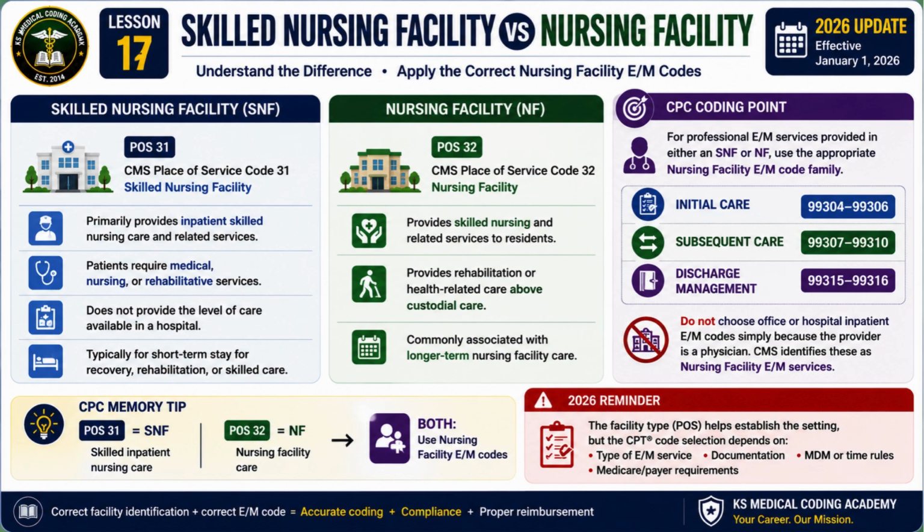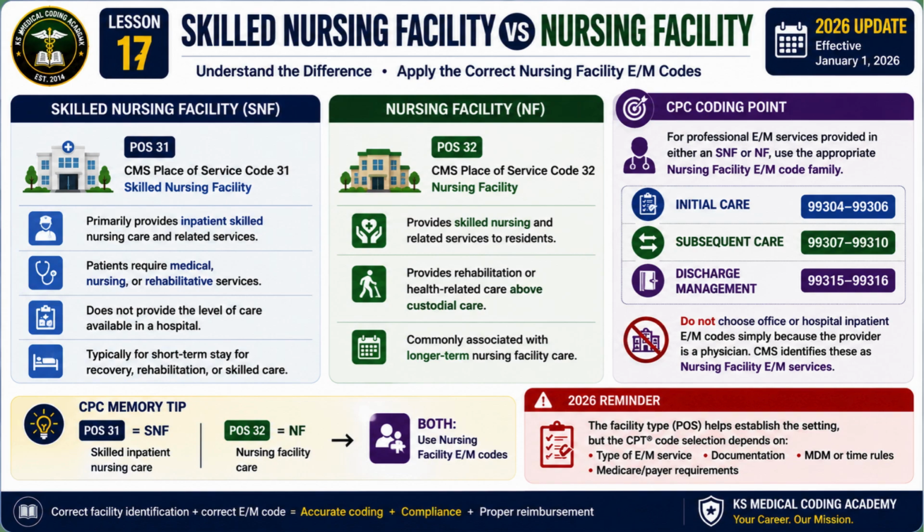Now let's understand the difference between a skilled nursing facility and a nursing facility. A skilled nursing facility, or SNF, is reported with place of service code 31. It primarily provides inpatient skilled nursing and related services to patients who require medical, nursing, or rehabilitative care. A nursing facility, or NF, uses place of service code 32. It provides skilled nursing and related services, including rehabilitation and health-related care above the level of custodial care. For CPC exam purposes, remember, POS 31 equals SNF. POS 32 equals NF. For professional E/M services in these settings, the appropriate nursing facility E/M code family is used.